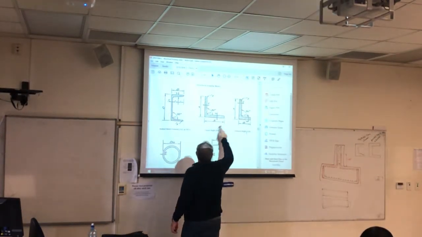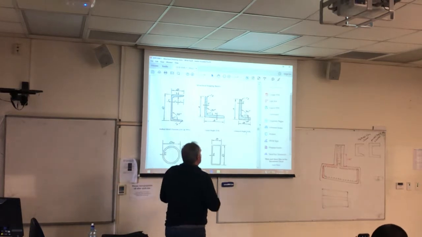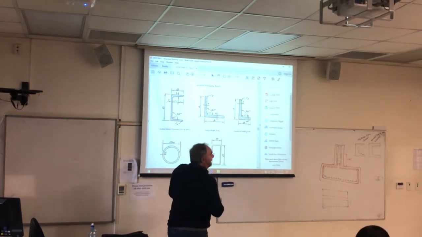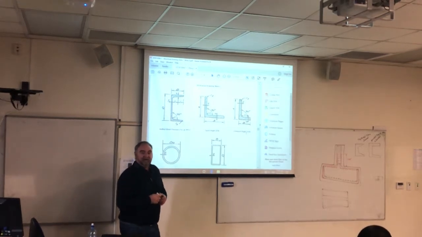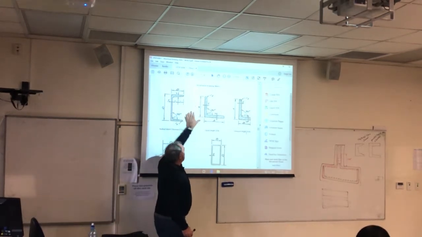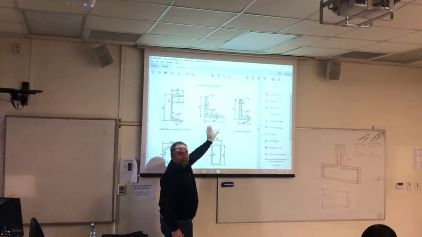Angles. There's two types of angles, an equal angle and an unequal angle. You have got an equal angle in your assignment, 75 by 75, which means it's 75 that way and 75 that way.